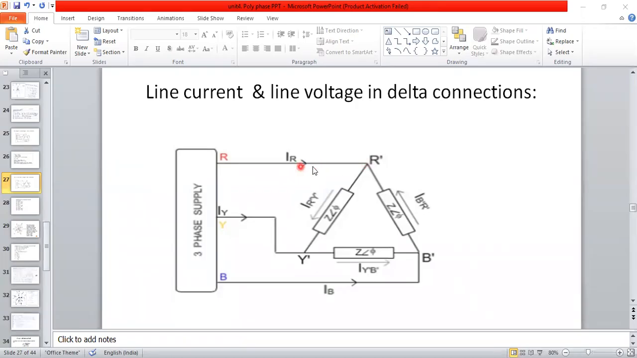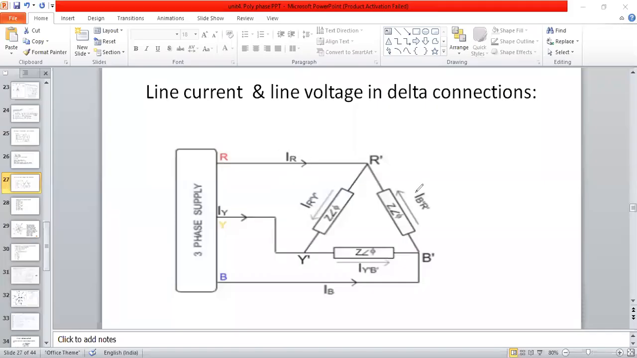IR, IY, IB, I R'Y', I Y'B', I B'R'. These three currents are related to R' here. Out of these three currents, which current is coming towards the junction, and which currents are going away from the junction? IR and I R'Y' are going away from the junction.